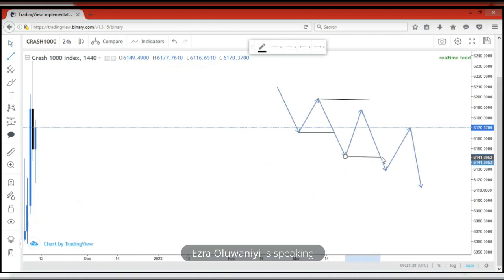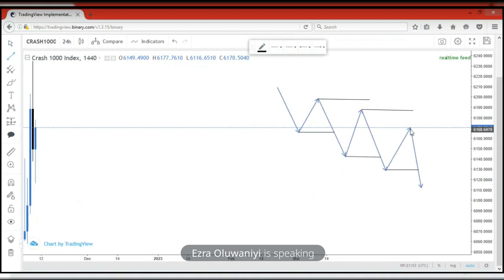So this is another low that has been broken, but you just need to first mark your structure. Marking this is what some persons call range of the market: range high, range low, range high, range low. For me, I call it just basically highs and lows in the market.